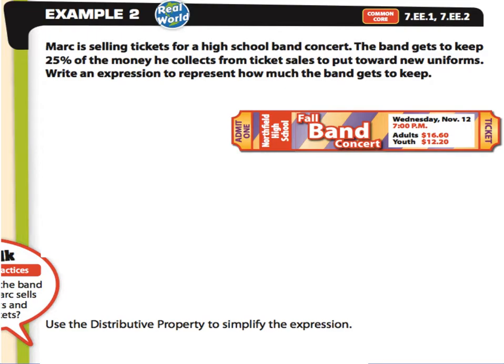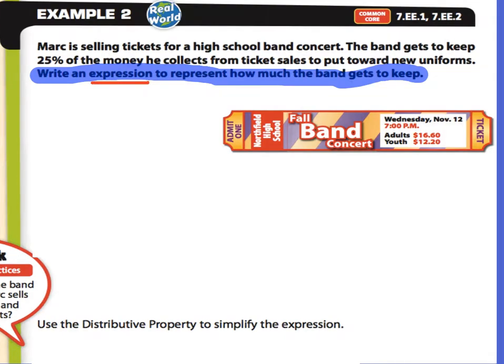All right, so example number 2. We are going to put together a problem, and then we're going to use the distributive property to simplify the expression to make it a little bit easier to work with. All right, so I'm going to jump straight to the question. I want to write an expression to represent how much the band gets to keep. Again, it's an expression, and now I'm going to look for my important information. So I know Mark is selling tickets for a high school band concert. The band gets to keep 25%, that would be an important number, of the money he collects from the ticket sales to put towards new uniforms.